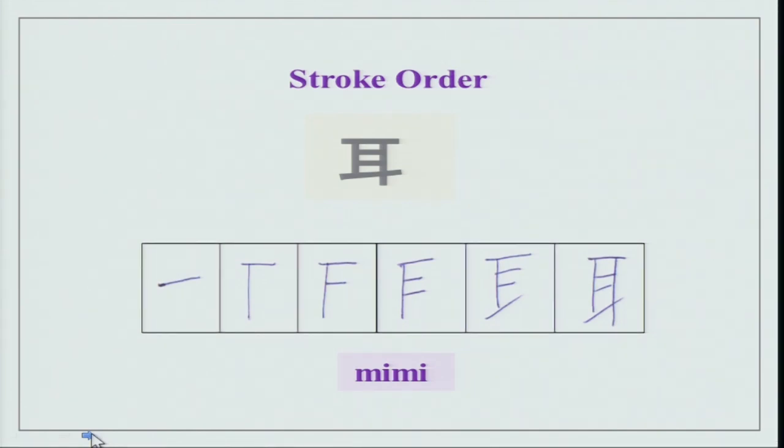Well, this one is mimi. So, we have 6 strokes in this character. 1, 2, 3, 4, 5 and then in the end we have 6. So, we have 6 strokes. Please get the order correct.